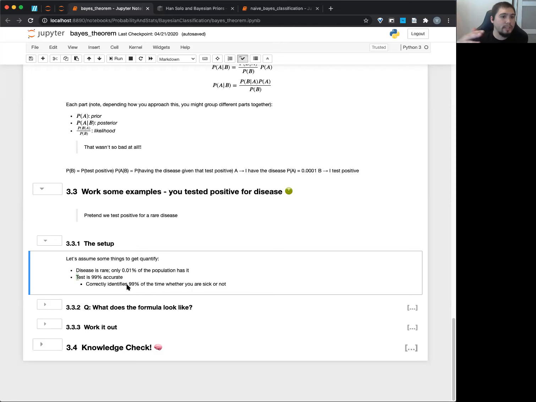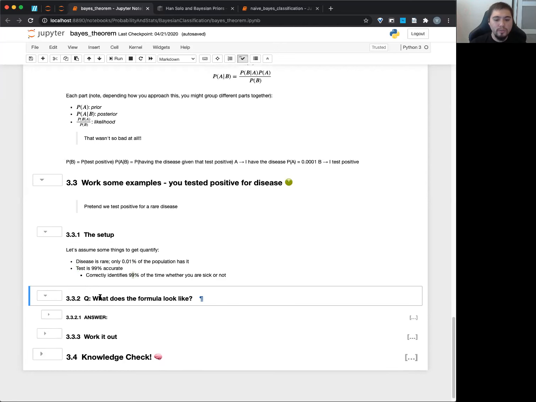They're having these issues with the COVID testing, by the way. When you talk about antibody testing, it's like, what does it mean by accuracy? So just for simplicity, we'll pretend that 99% of the time it's able to say whether you're sick or not. If you're sick, 99% of the time it says you tested positive. And if you're not sick, 99% of the time it'll say you're negative. Just to make things simple for us.